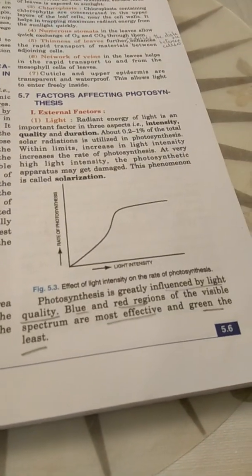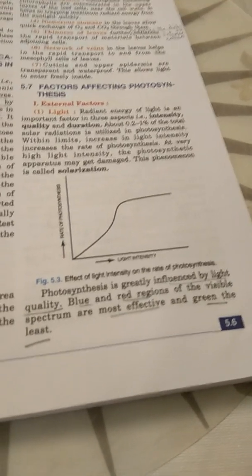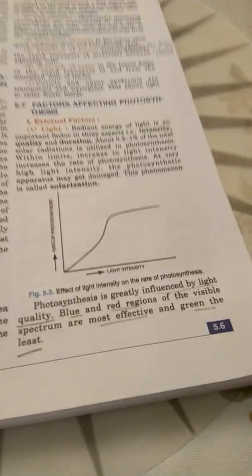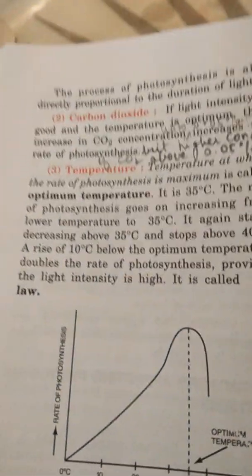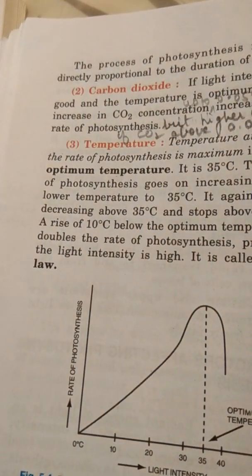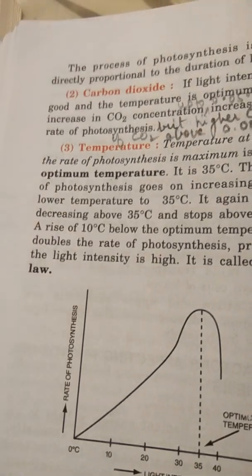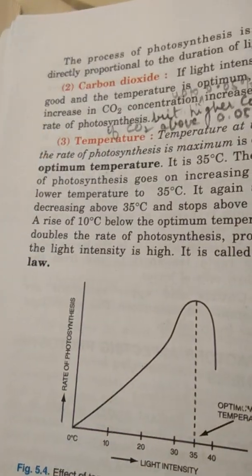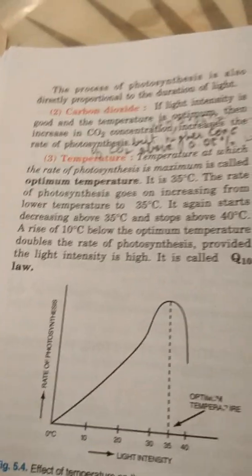Photosynthesis is also influenced by light quality. Blue and red regions of visible spectrum are most effective, whereas the green is the least effective for photosynthesis. The process of photosynthesis is also directly proportional to duration of light. The time period of light falling on the leaves: if the time period is more, there will be more photosynthesis. If it is less, there will be less photosynthesis.